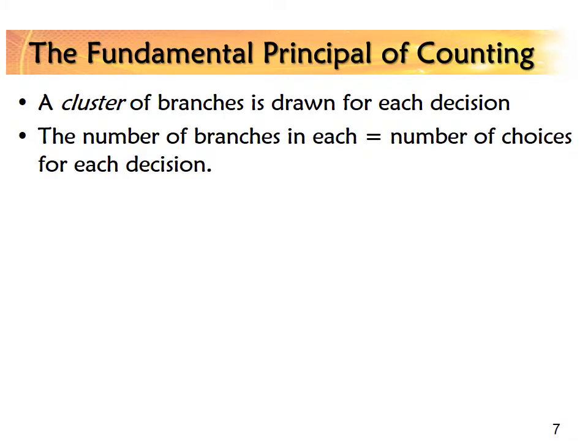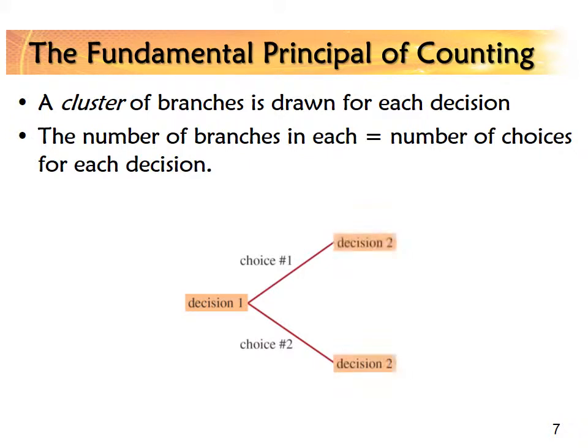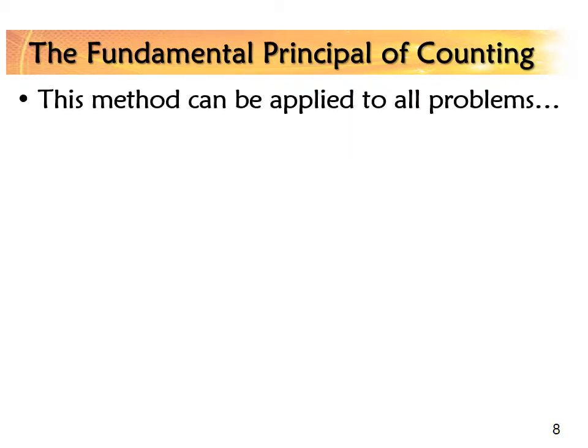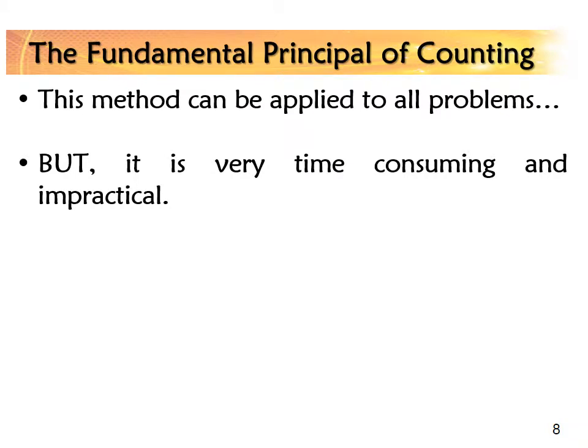So a cluster of branches is drawn for each decision. The number of branches is the number of choices. So for instance, if I have a decision of which I have 2 different choices, I have 2 major branches in the decision that I can go down. So that's what I'm thinking about when I'm doing this. So decision 2. And then once I've made decision 2, choice 1 or choice 2, I then have this method can be applied layer on top of this, time-consuming and impractical, especially and you can see how this tree can get very large. They have large numbers of choices.